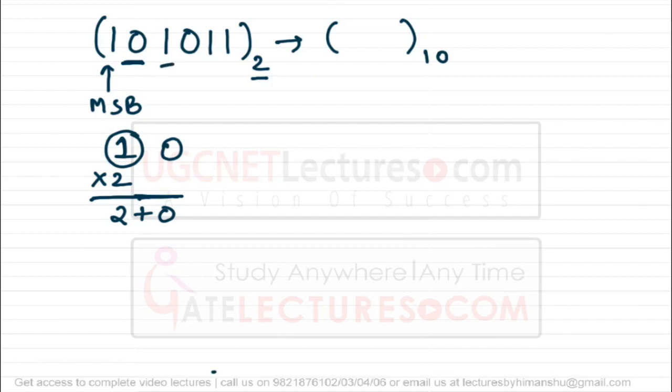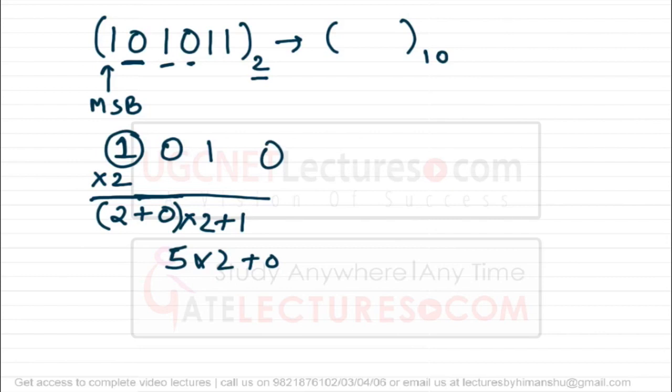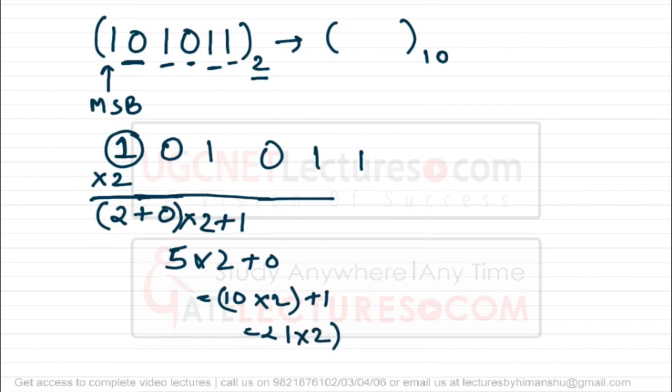Now I need to append 1. To append 1, I follow the same procedure: I multiply this with 2 and add 1. What is this? 2 into 2 plus 1 is 5. So the total value of this number till now is 5. Now I have to append 0. Same, 5 into 2 plus 0. This becomes 10. Again, now I have to append 1: 10 into 2 plus 1 becomes 21. Okay. Now the last one is remaining. To append this, multiply this with 2 and add 1. What do you get? You get 43.